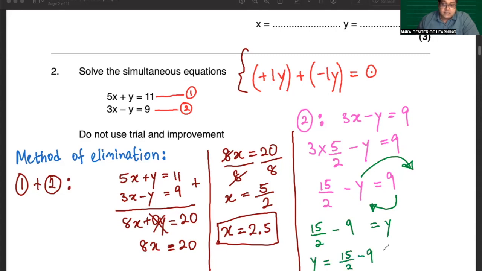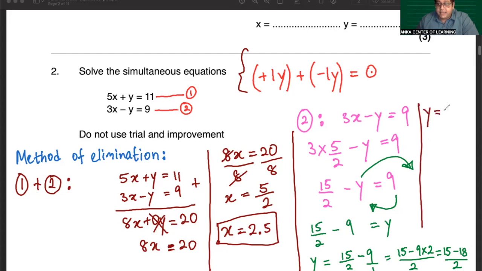Now, how do I find this answer here? Simply using fractions. This would be 9 over 1. Then this would be 15 minus 9 multiplied by 2, and the whole term divided by 2. That will be equal to 15 minus 18 divided by 2, which means we have come to the end of the answer here. We have y equals negative 3 over 2. Negative 3 over 2, which means we have y equals negative 1.5.